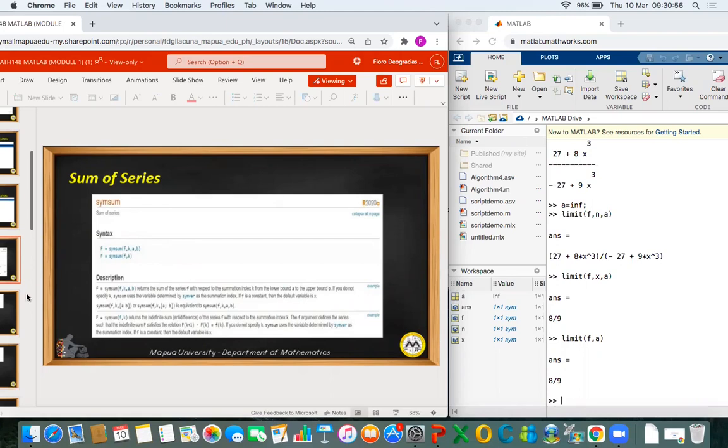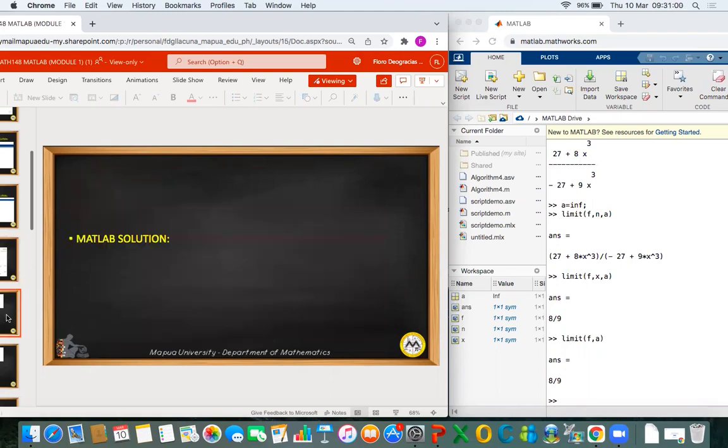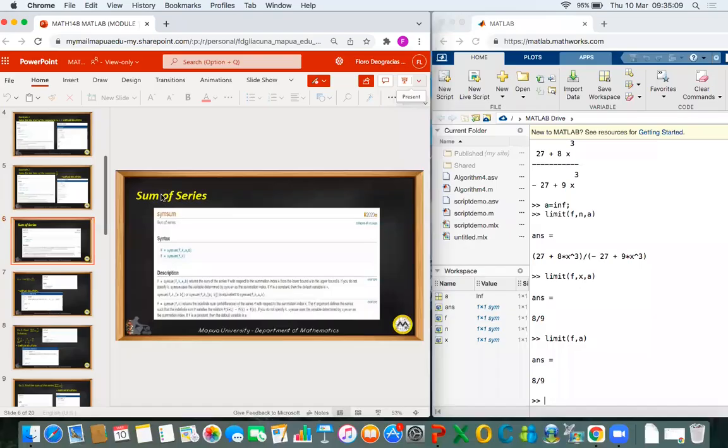so let us take an example. Okay, so sorry for the technical error, class. We're going to do the examples of sums of series where we will use sum as the syntax or command.